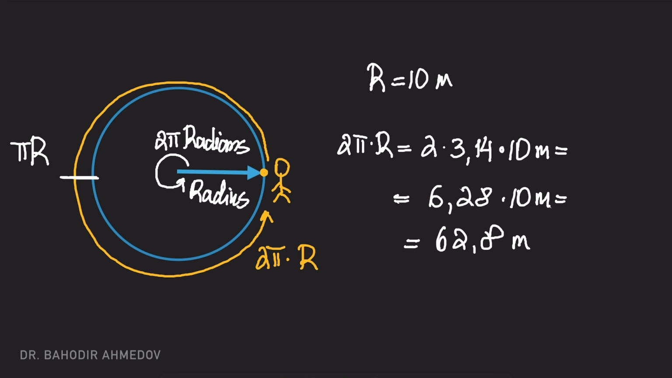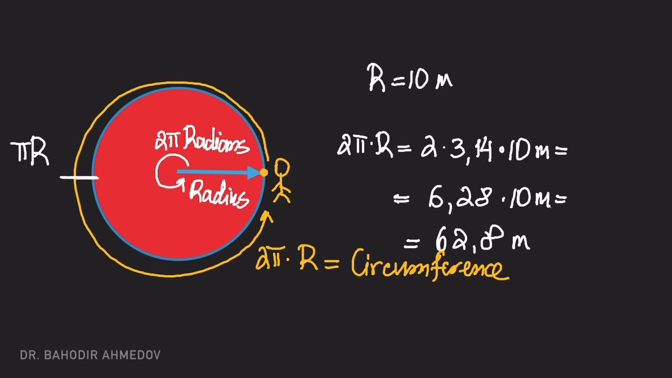So this is going to be the distance which you can cover if you walk on a circle with a radius of 10 meters. The length of a circle is going to be called the circumference. Circumference of a circle, and half of the length can be found by just multiplying pi by r. So what I want now is to find the area of the circle.